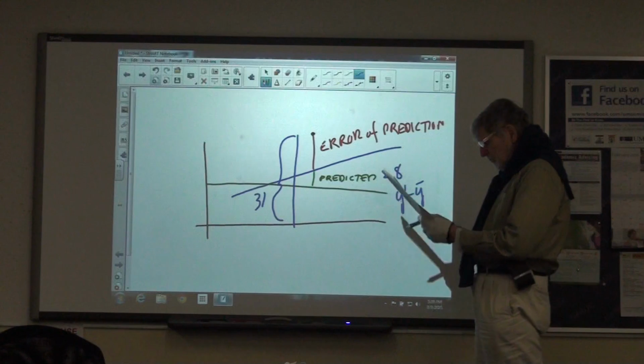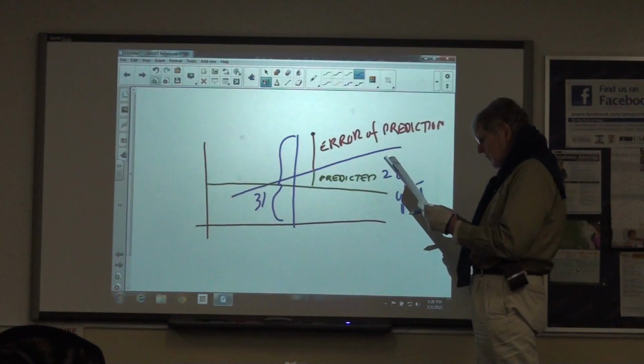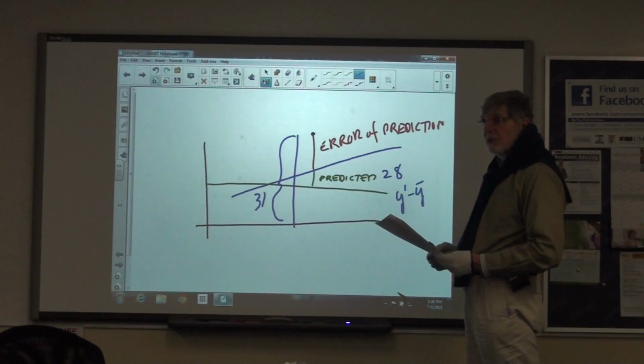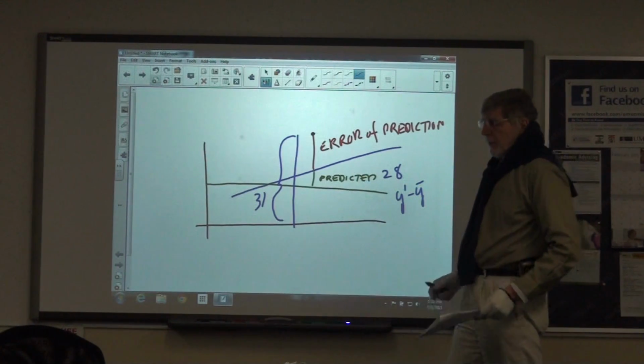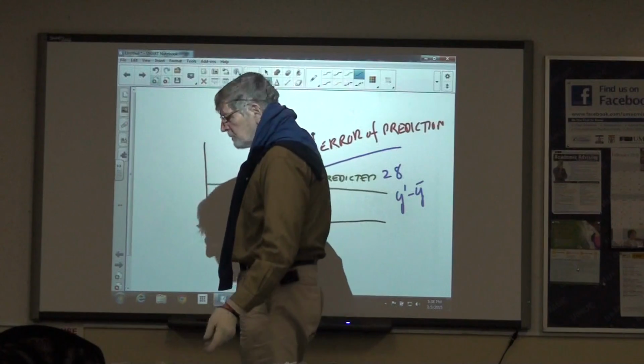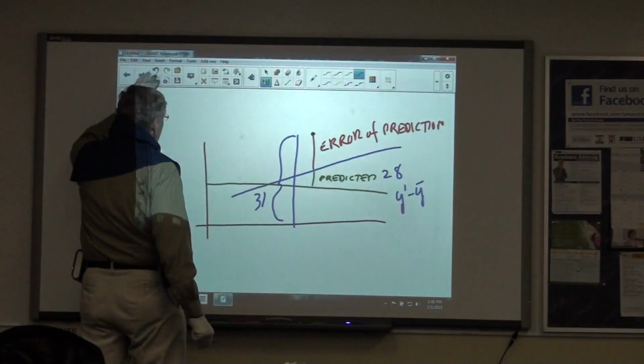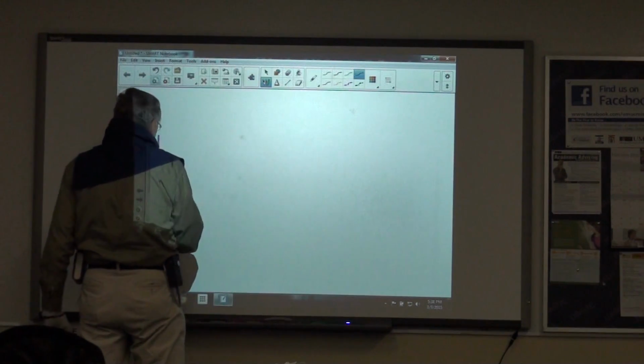Oh, right. Oh, yeah, the predicted score is the line of regression. That's what the line of regression does, it predicts scores. Now, I'm going to tell you why the line of regression is important.